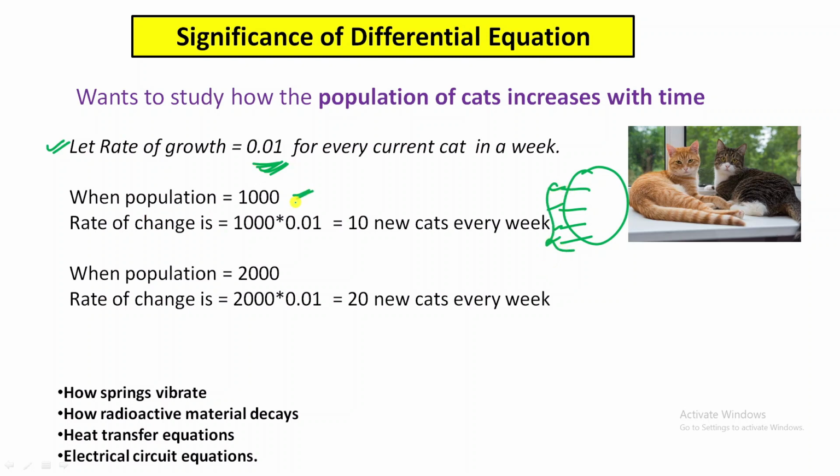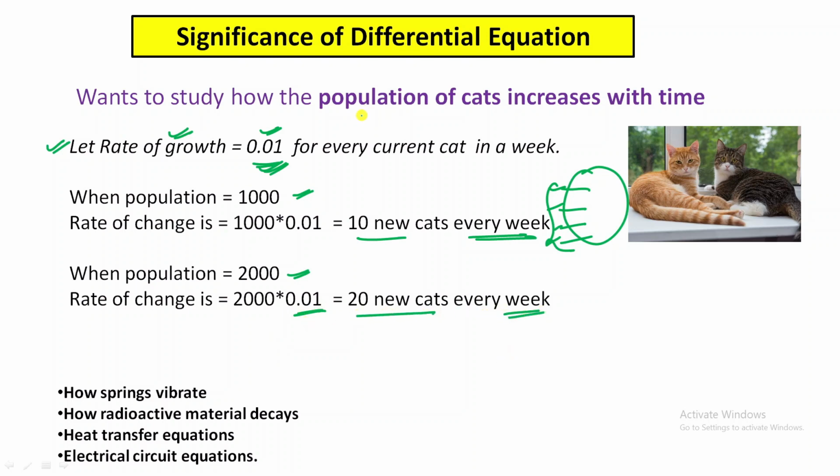Let's say in this example you are given that there are 1,000 cats. You have to tell how many new cats will come in a week. If the rate of growth of the cats is this, you will say the population is this, so the change will be 1,000 into 0.01, that is, 10 new cats will come every week. And if the current number of cats is 2,000, then with this rate of change 20 new cats will come every week.